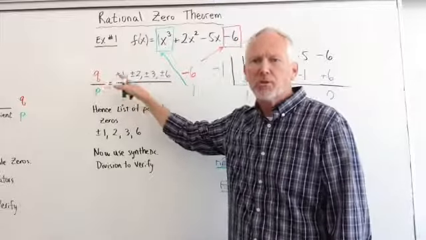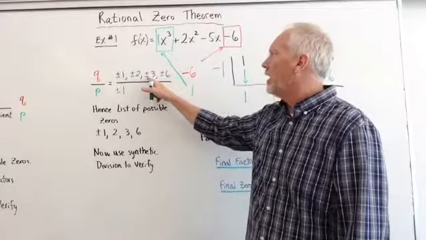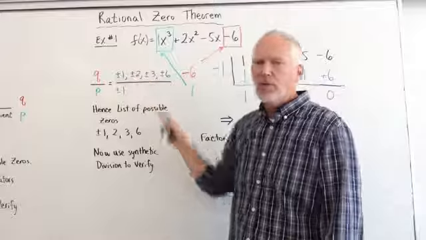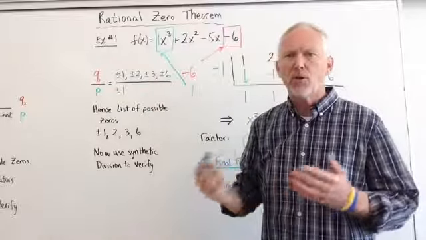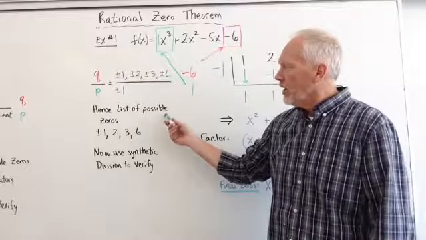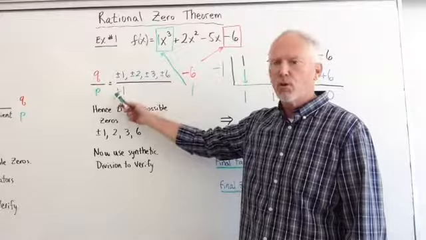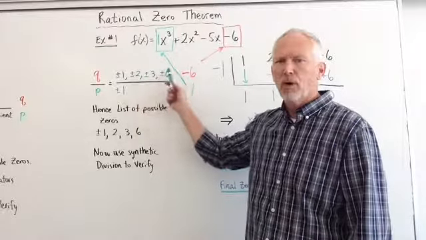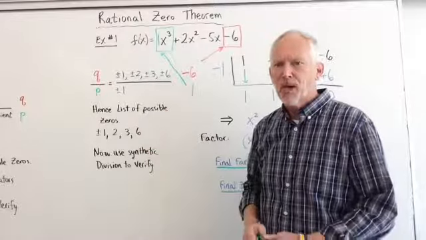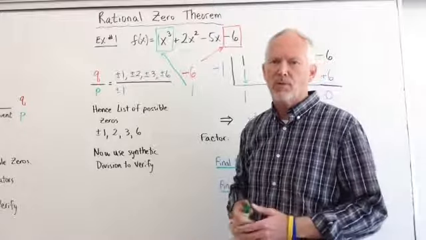Now, we always put plus and minus because, remember, I could have positive 2 and negative 3 and create negative 6. I could have negative 6 and a positive 1 to create a negative 6. So we always include the plus and the minus options for those. Hence, the list of possible zeros, in this case, is plus or minus 1 over 1, 2 over 1, 3 over 1, 6 over 1. In this situation, it's easy to see how that comes about. In the next example, we'll get some fractions.